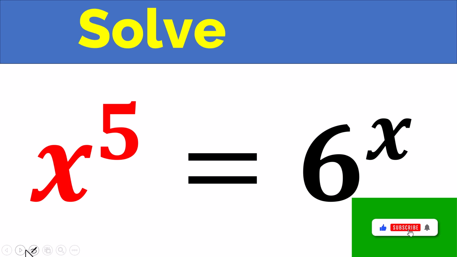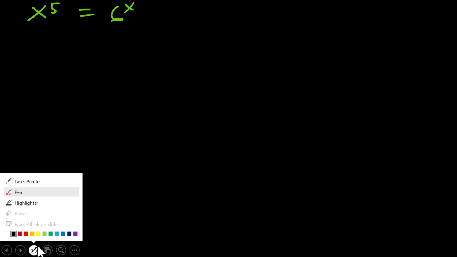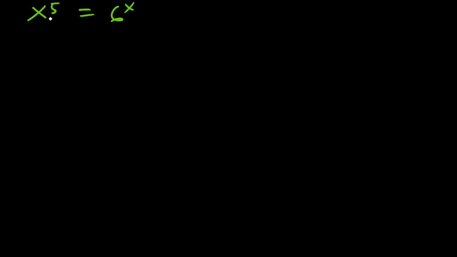Right. So in today's tutorial, we are going to learn how to solve this equation. Let's bring the powers down by taking natural log on both sides. So let's bring this one down. We have ln of x raised to 5, ln of that. Okay, we have 5 times ln of x, then x times ln of 6.